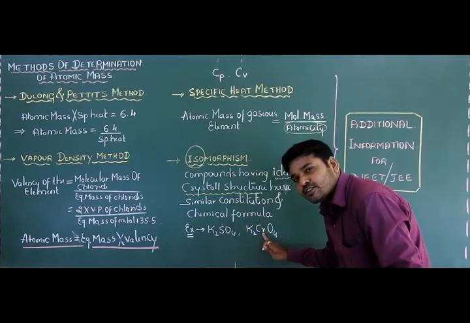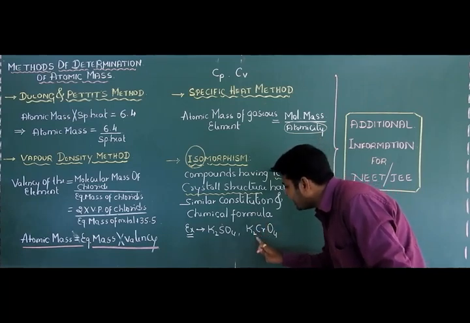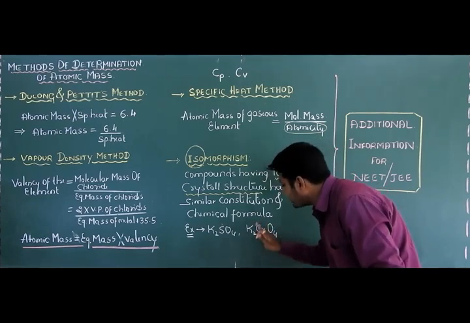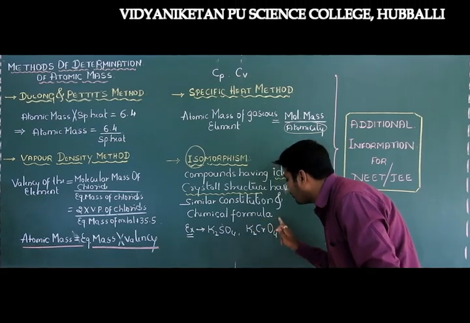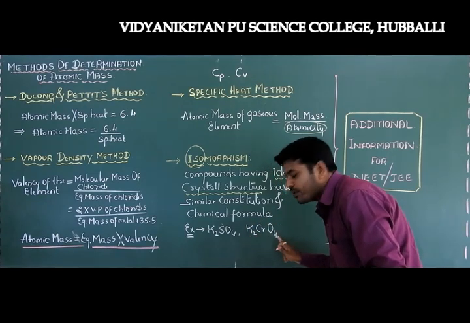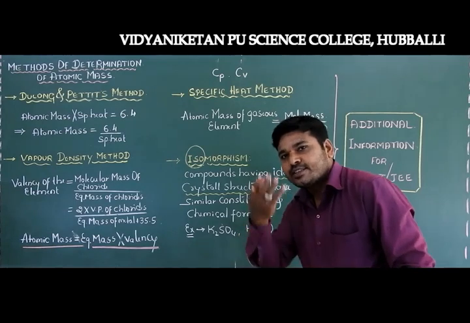Similarly, in the second case also, chromium, this central metal atom, is bonded to 2 potassium and 4 oxygen. And once again, 2 plus 4 equals how much, students?